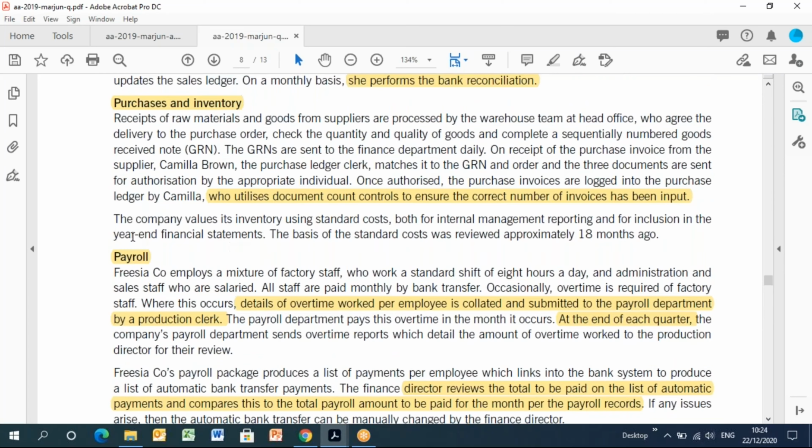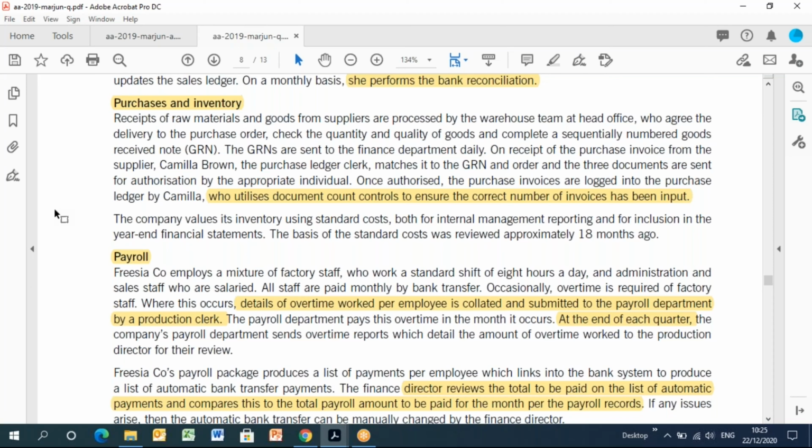And if we look at this, the company values its inventory using a standard cost, both for internal management reporting and for inclusion in the year-end financial statements. The basis of the standard cost was reviewed approximately 18 months ago. The company uses a standard cost, but this was reviewed 18 months ago, which is quite a while.